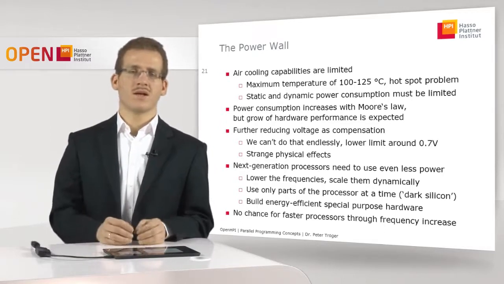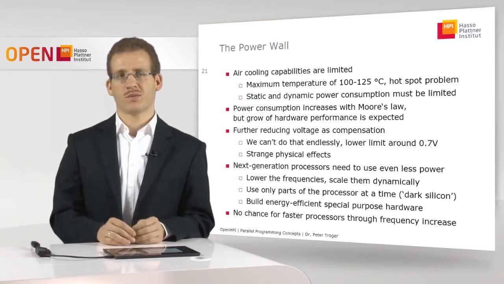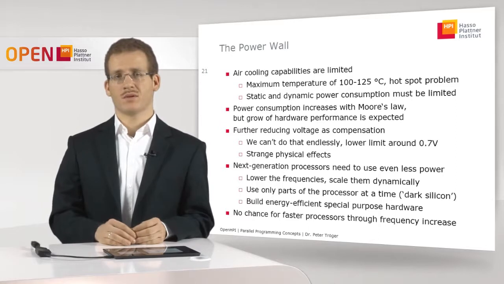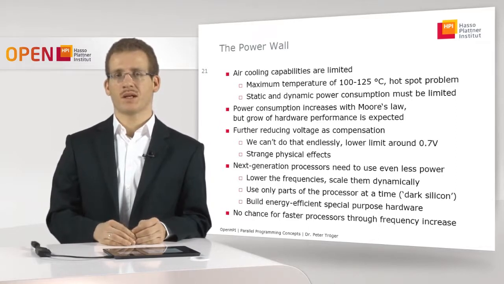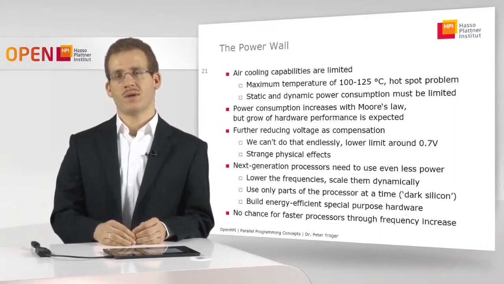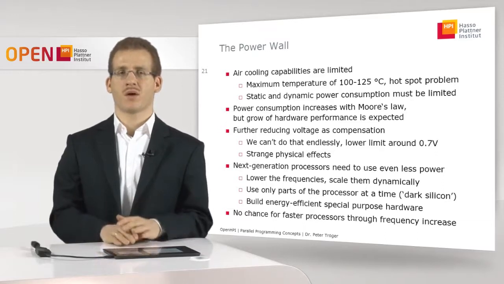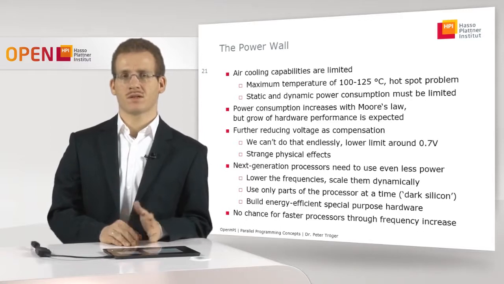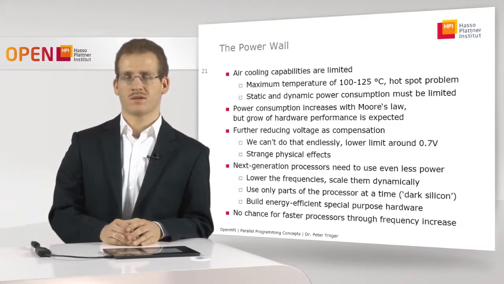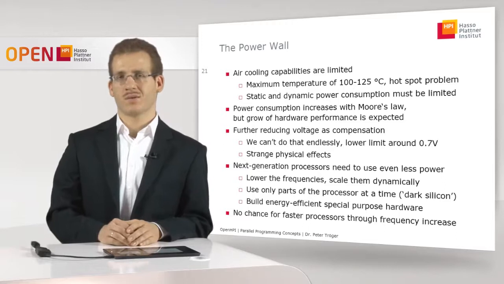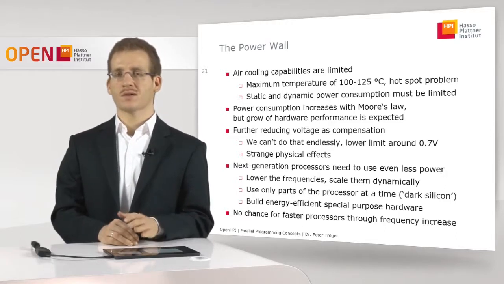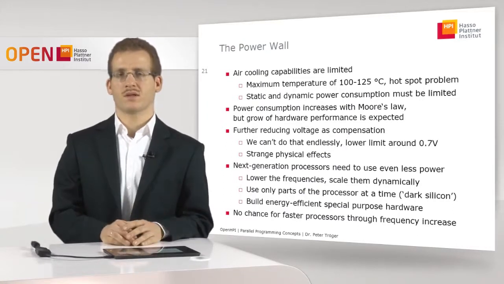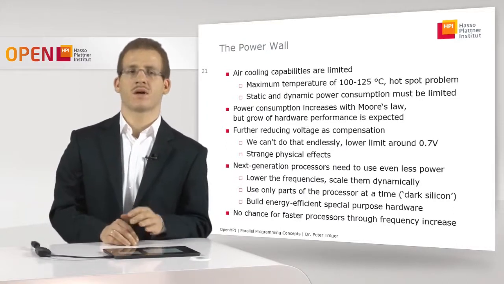How can you do that? There are a couple of proposals for how to do that. The first one is to lower the frequencies. If you lower the frequency or you keep it at the same level, you may be able to deal with your power consumption problem. Another approach that can be found in modern processor technologies, such as in the processors from Intel, is dynamic frequency scaling, where you actually have not a constant high frequency, but you adapt the frequency according to the particular needs of the computation at this point in time.